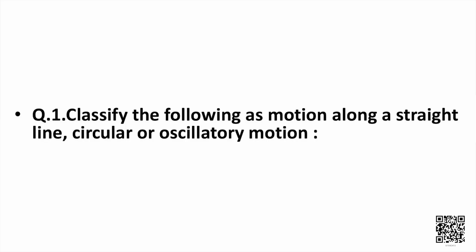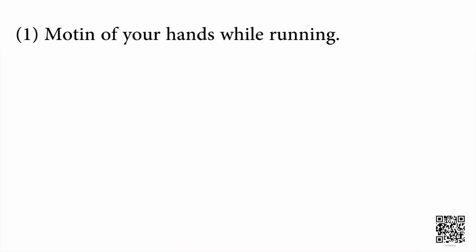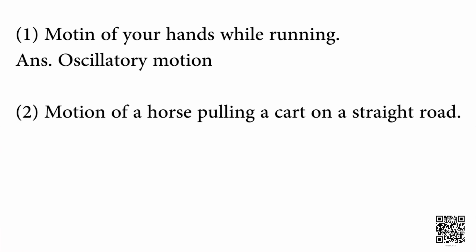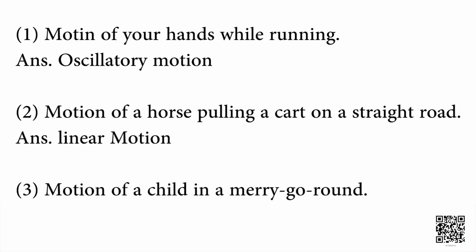So the first question is, classify the following as motion along a straight line, circular or oscillatory motion. The first one is motion of your hands while running. So students, that is oscillatory motion. Second one, motion of a horse pulling a cart on a straight road. Students, this is linear motion. Third one, motion of a child in a merry-go-round. So students, this is circular motion.